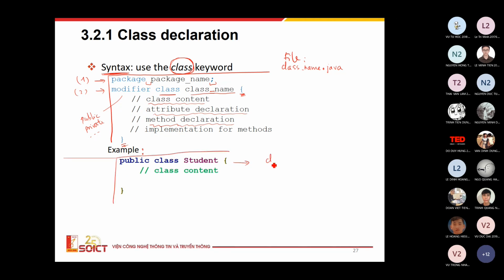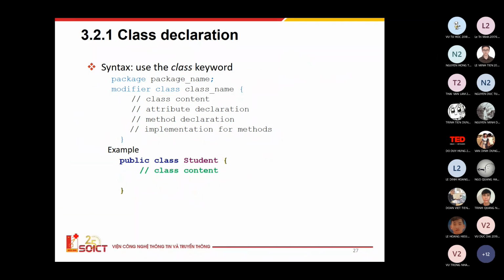Okay. And in this example, you have this declaration. From this, you know that the class name is, what is the class name? Student. And the modifier, or access scope, is public. Okay. And inside the braces here, you will have the class content, something here. Okay. So remember this syntax when you declare a class. Modifier is first, and then the keyword class, and then your class name.